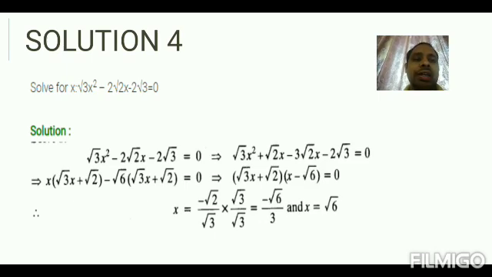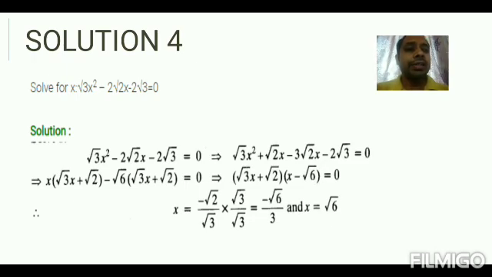You get 6x². Now you have to split. You have to find the two factors of 6x² such that their addition equals minus 2√2x and their multiplication equals 6x². Therefore, if we split this middle term as 2√2x minus 3√2x, then 2√2x minus 3√2x is minus √2x, and 2√2x into 3√2x equals 6x², right?